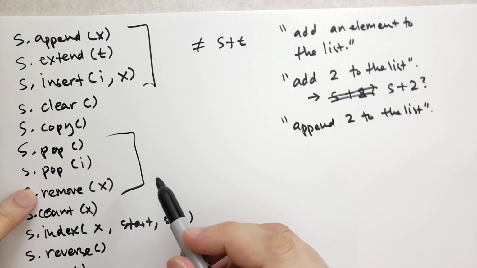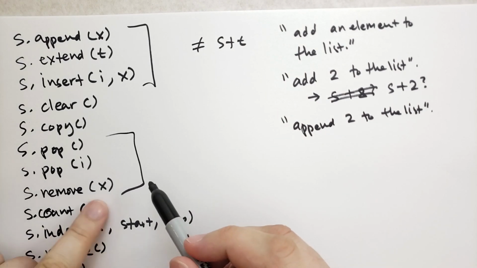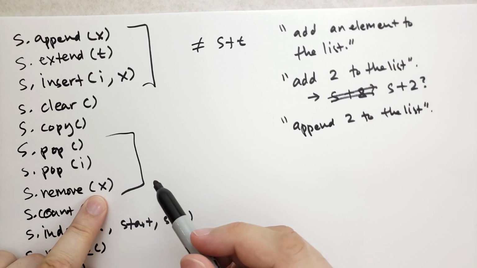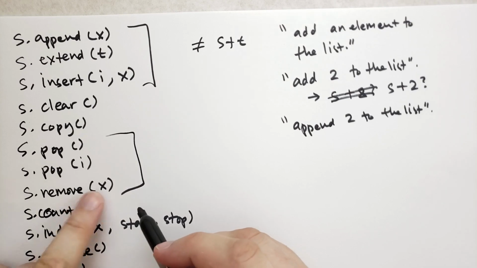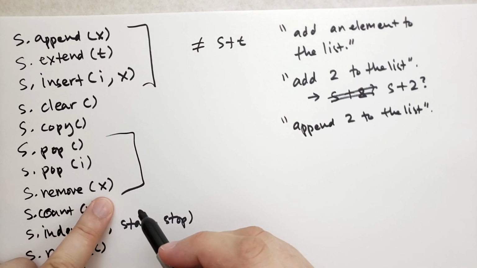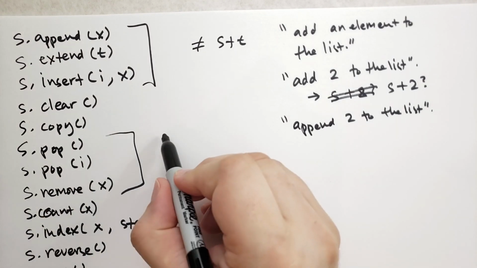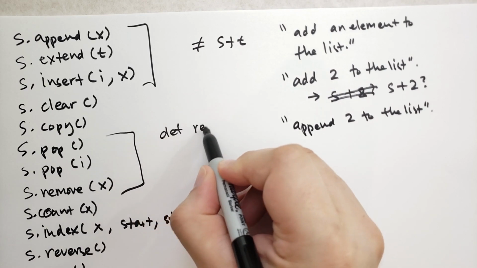So the pop and the remove are used to get elements out of the list. Note that remove doesn't return the value, and it only removes the first time this value occurs. If there is no value in the list, then it will raise a value error. So here is a little bit of code that will remove all of the values.